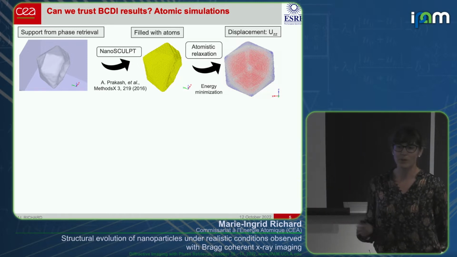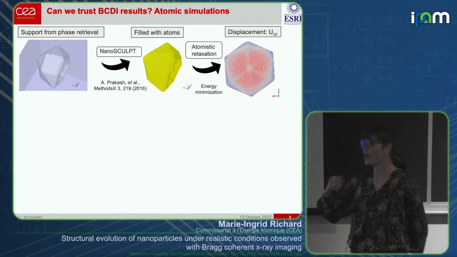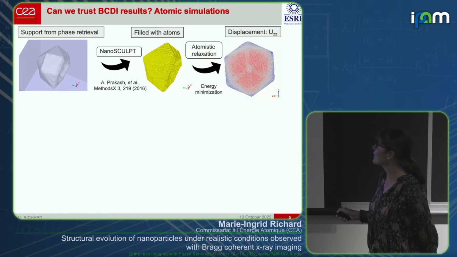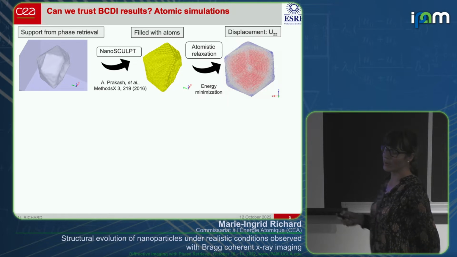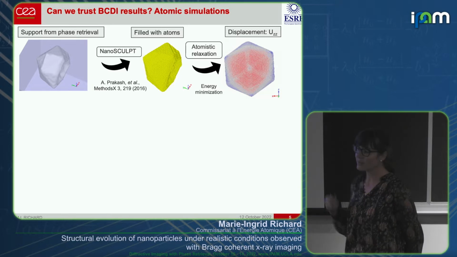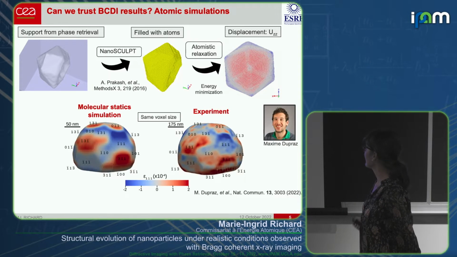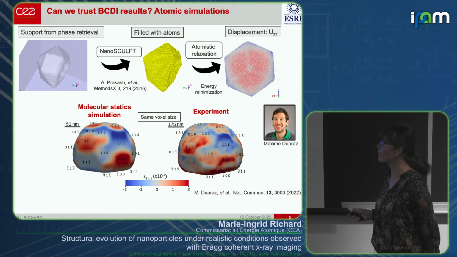As we are doing phase retrieval, we don't have atomic resolution. We have a resolution of 5 or 10 nanometers, but we know the support from phase retrieval. So by using, for instance, the nanoscope software, we can fill the support with atoms. We can do atomistic relaxation and then get the displacement and the strain. Then we can compare it with experiments. Here it was the work of Maxime. Here is what we obtained experimentally. It's a platinum particle, and we can see a lot of facets there.